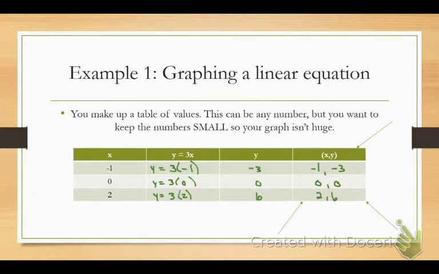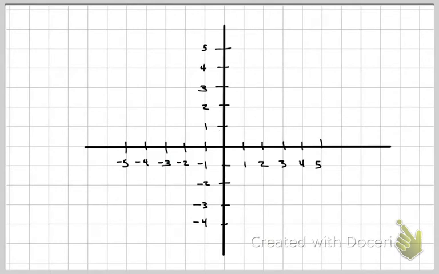Okay, now I want you to go over to your graph paper, set up a separate graph, and graph this equation. All right, so hopefully you have your graph set up now. Okay, and now we're just going to plot the points. Negative 1, negative 3. Let's see, and then we have 0, 0. And then we have 2, 6, so that one's going to be all the way up here.